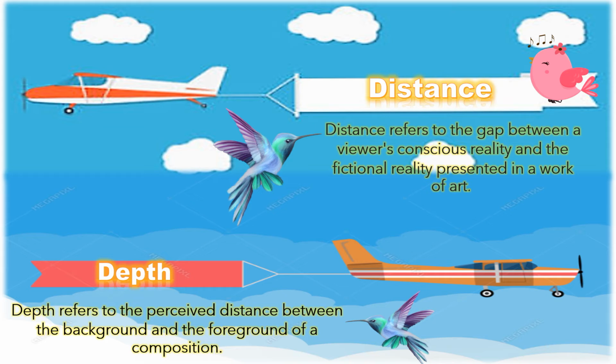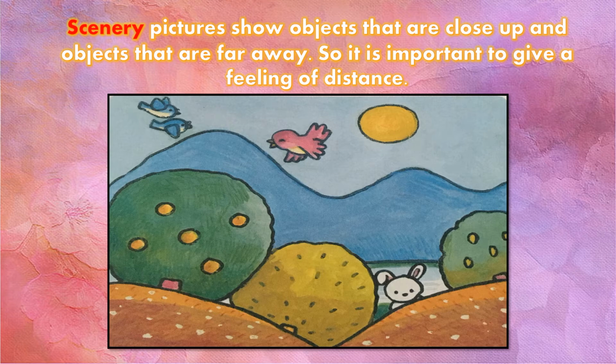Next is depth. Depth refers to the perceived distance between the background and the foreground of a composition. So the closer the object, the darker the shade. The farther away the object, the lighter the shade. Scenery pictures show objects that are close up and objects that are far away. So, it is important to give a feeling of distance.